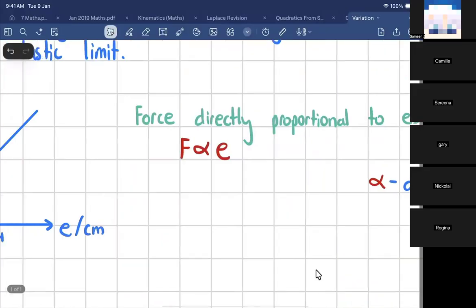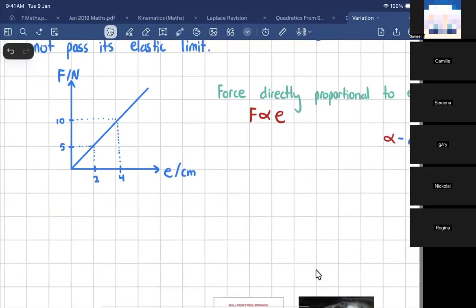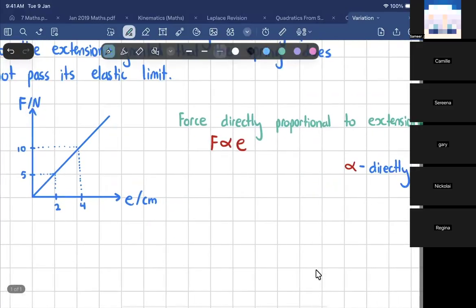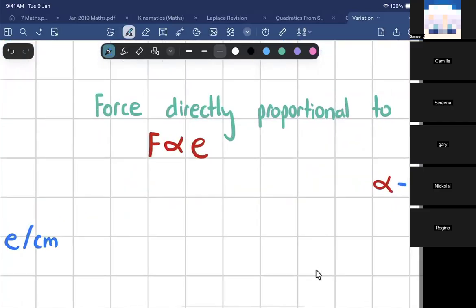All right, Nikolai, let me know if you're there. Do you understand what I'm saying? Different springs would have different levels of stiffness, so not all springs, if you apply a force, extend by the same amount. Does that make logical sense?